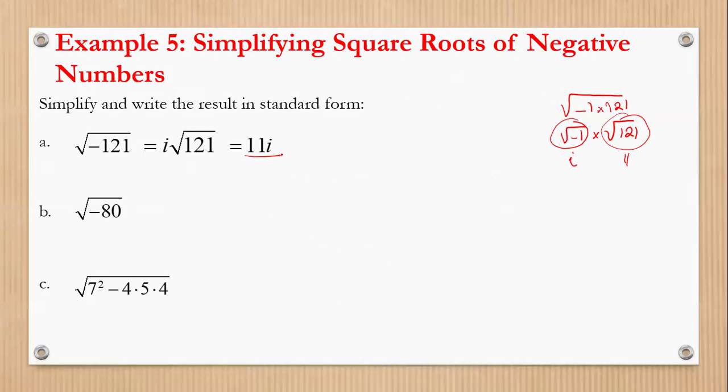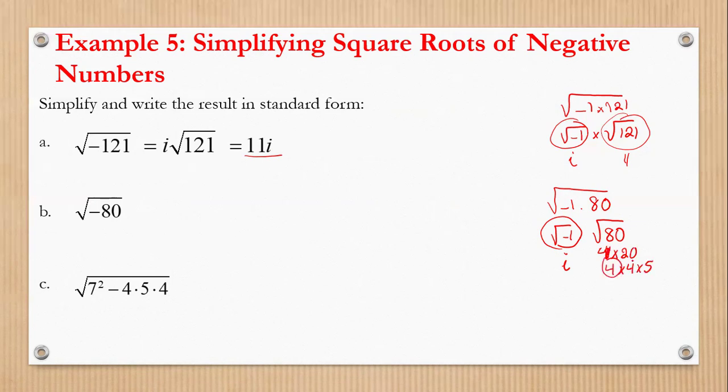Square root of -80, which is -1 times 80. That means it's the square root of -1 times the square root of 80. Square root of -1 is I, and now what's the square root of 80? If you want to simplify 80, you know that 80 is 8 times 10, or 4 times 20. And 20 is also 4 times 5.